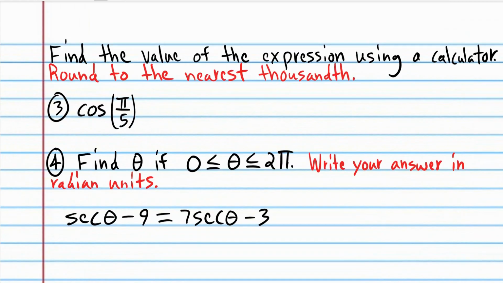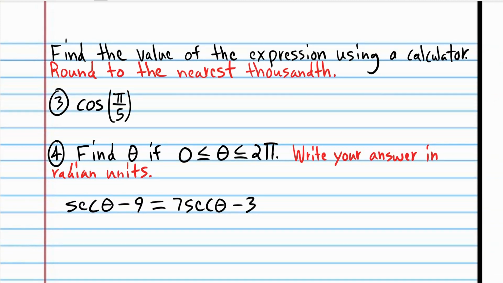Okay, go ahead and try number 3. Now there's two ways you can do this. One way is you can convert pi over 5 to degree units, or you can change your calculator to radian mode and then calculate cosine pi over 5 directly. Try number 3. When you come back, we'll do it together. Okay, we're back. I'm going to change my calculator to radian mode.